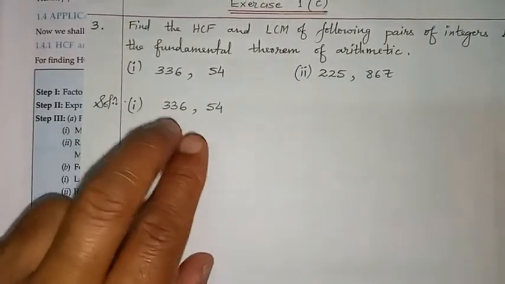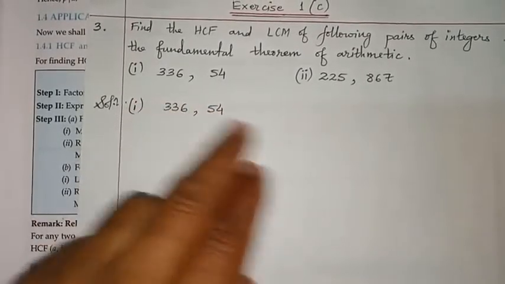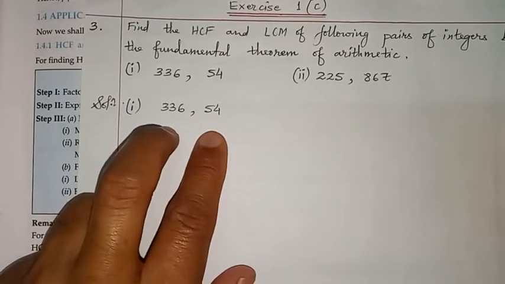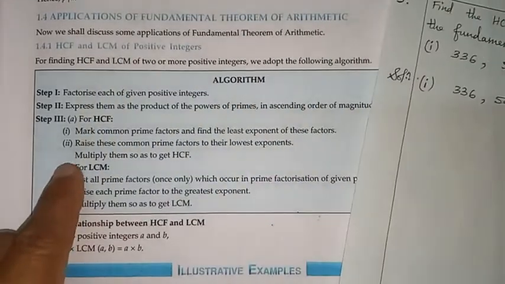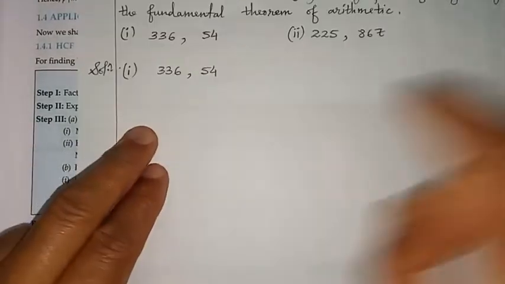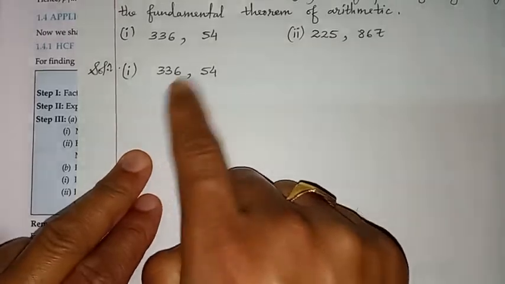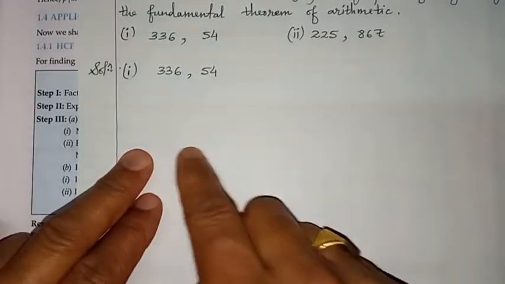So in this way, whatever common factors are there, only common, I repeat, only common, means which are present in both or all the given numbers, write only those common prime factors with the lowest power and then multiply them. Finally, multiply them so as to get the HCF. That means the common prime factors with the lowest power, you multiply those together, and what you get is the HCF.